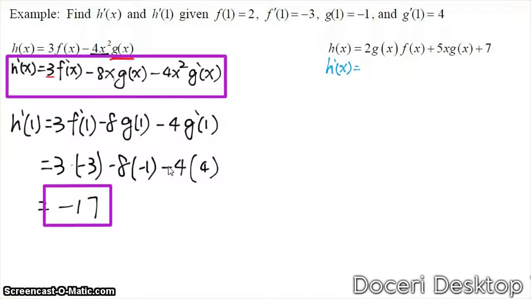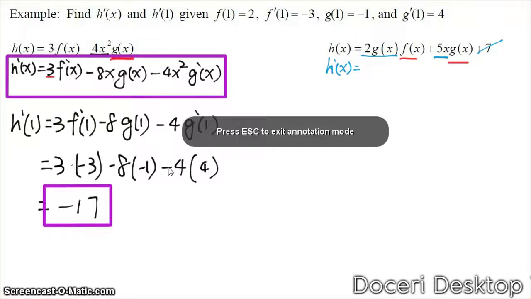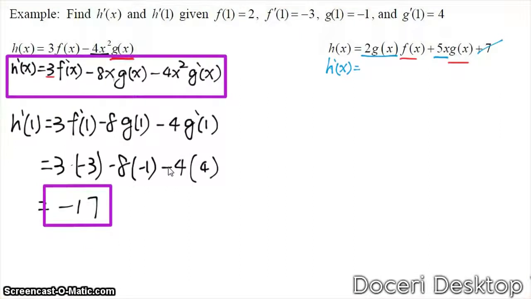Nice little product rule. There are 3 terms. First things first, this one disappears. Constant rule, that one disappears. So you've got a product right here, and another one right here. The reason we keep the 2 in front is the constant multiplication rule: you can just put the constant in front.